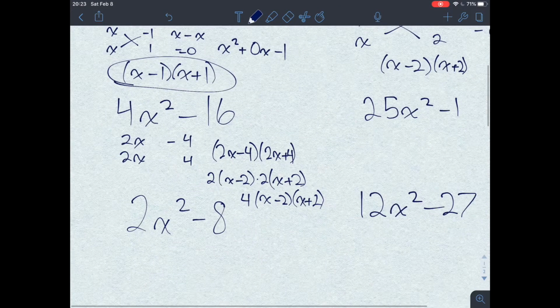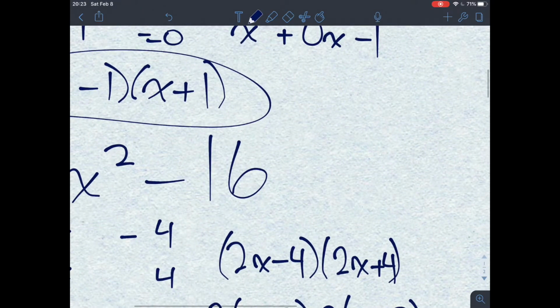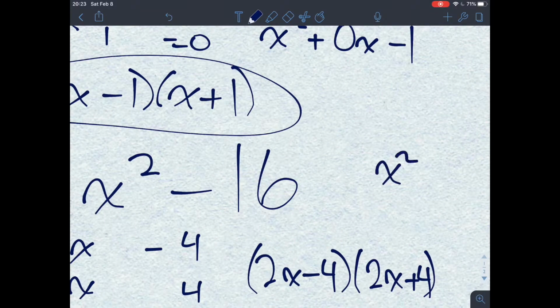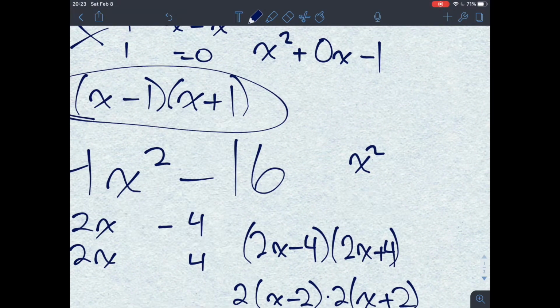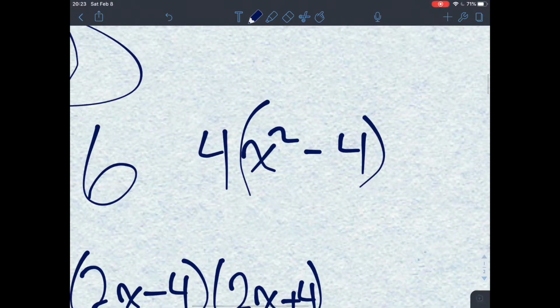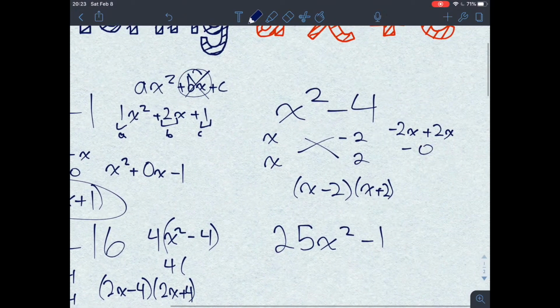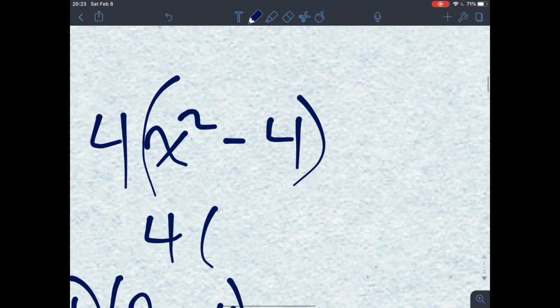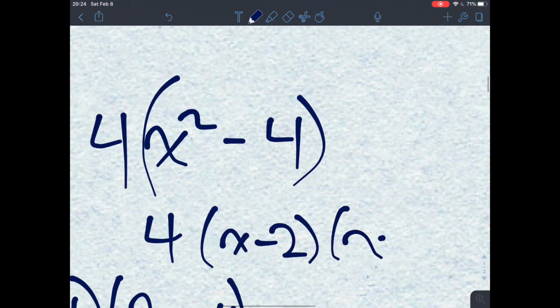But there's actually a much simpler way, which would be to take out the 4 on both of these numbers. 4x squared divided by 4 would just be x squared. And 16 divided by 4 would just be 4. And we can't just put that 4 nowhere, so we have to keep it right there. And then when we are simplifying this, it would be 4 times, and we already did this right here. The answer for this was x minus 2 times x plus 2. So it would be 4 times x minus 2 times x plus 2.